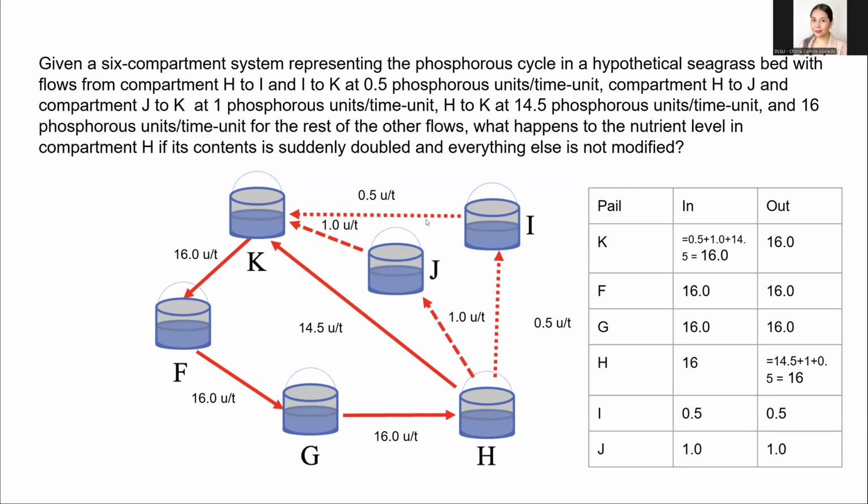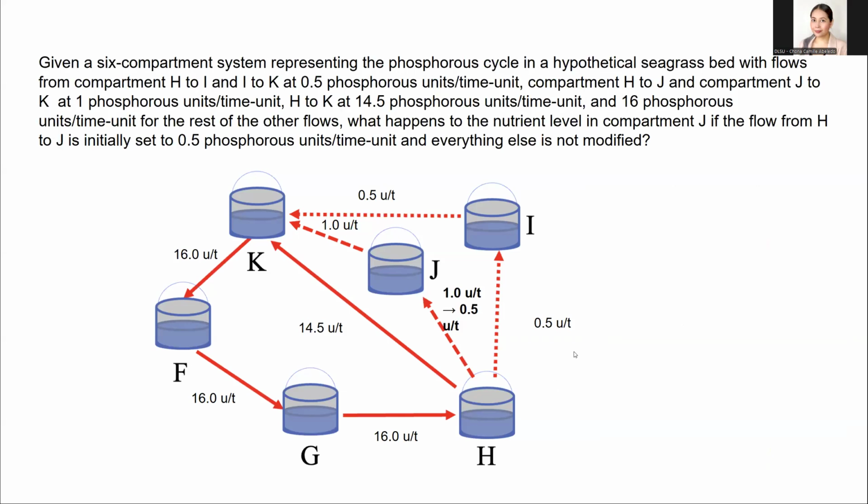For I, receiving 0.5, but giving out 0.5 to K. For J, receiving 1 from H, but giving out 1 to K. So again, going back to H, when we double its contents, that's the surplus, that's the excess. But what's going into H and what's going out of H is still the same. So again, we are still in a state of dynamic equilibrium. Since what's going in and what's going out is equal, whatever is within the compartment, since that is your surplus, won't change. And so, since we doubled it, the contents of compartment H would stay doubled because, again, what's going in and what's going out is still equal. So, hindi siya magbabago.